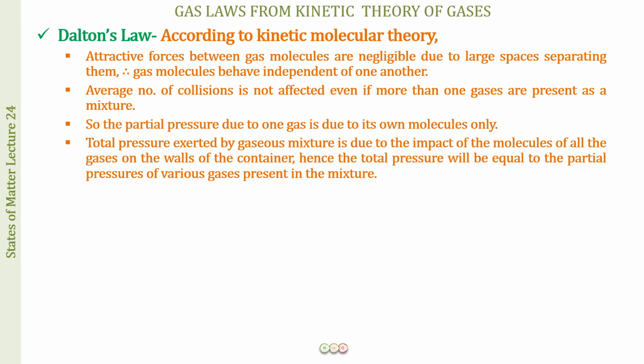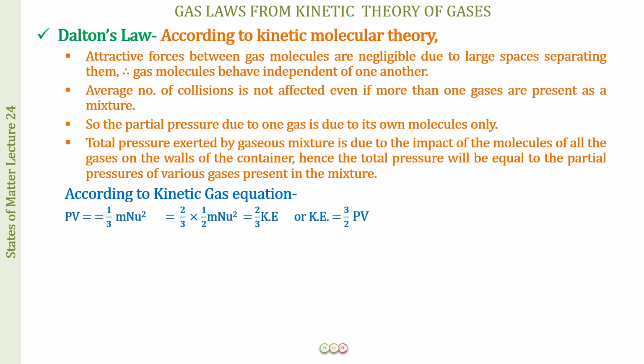So I hope it is clear to you that there are no attractive forces, so the gas molecules are not influenced by each other, and each gas behaves in its own individual way. Fine. So similarly, now let us explain Dalton's law from the kinetic gas equation. What we have is PV equal to 1/3 mnu square. I hope now you all are going to remember this.